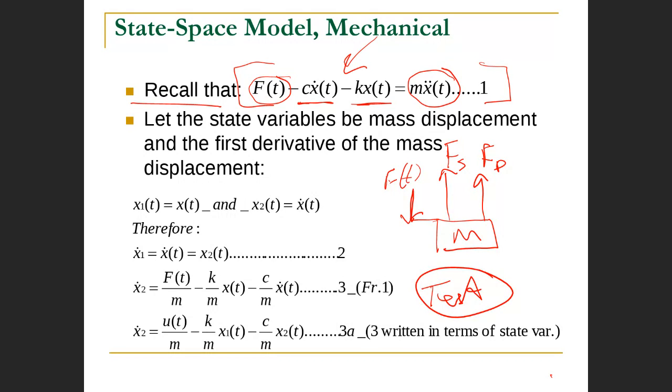And I would have said to you that the order of the differential equation defines the number of state variables. So with a second order system, you're going to need 2 state variables. With a third order, you need 3 state variables. So right now, we know we need 2 state variables.